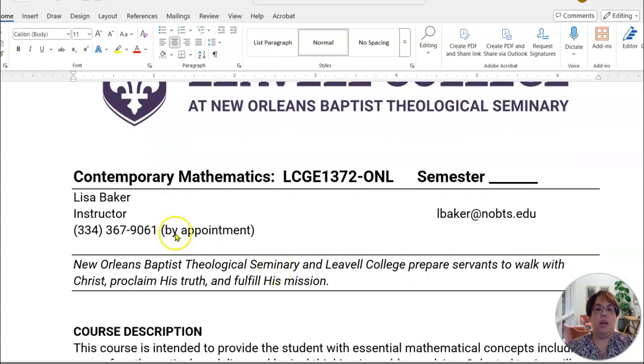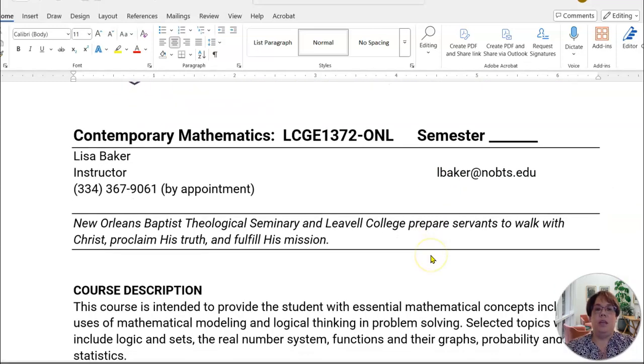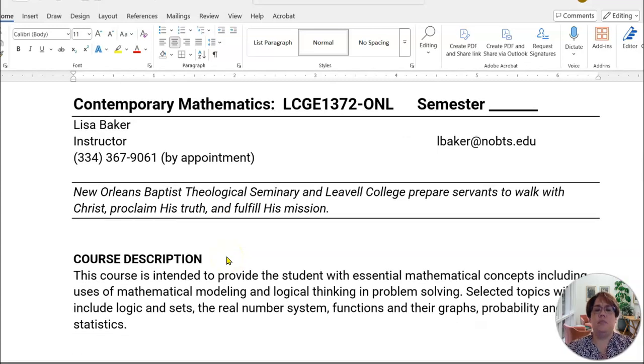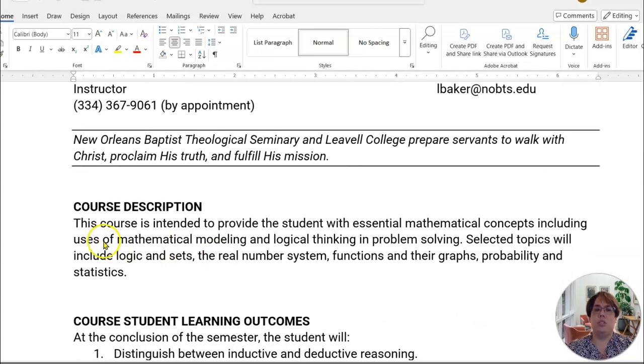Then you will have your instructor's and professor's information right here at the top, and you will have their office hours and office information if they have that, and their contact information. You have all of the information for the syllabus. You'll have the course description.